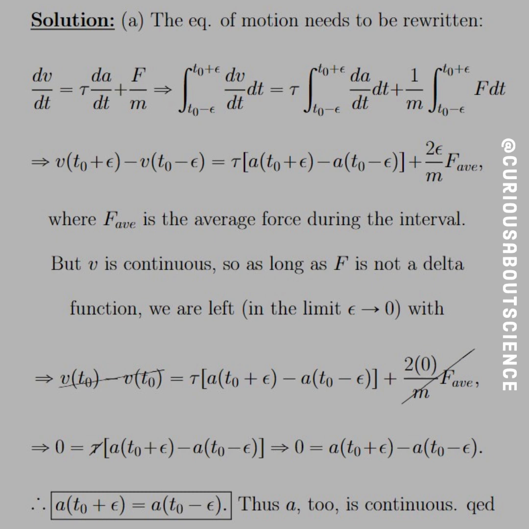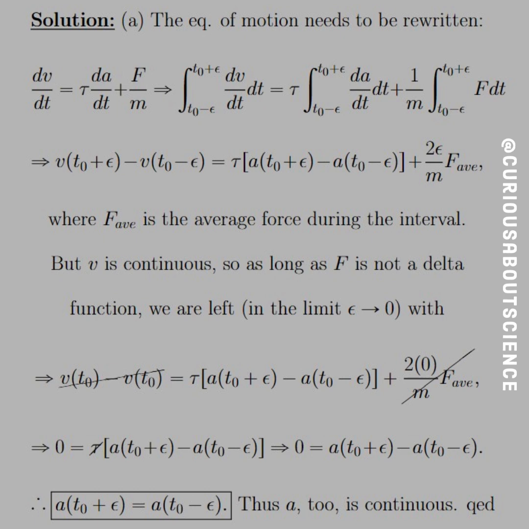All right, to start off with, in part A, the equation of motion needs to be rewritten. Okay, well, what we were given was a equals tau a dot plus F over m. But we need to write this in terms of velocities, or at least their time derivatives, so we can integrate with respect to time. So a goes to dv/dt, a dot goes to da/dt, and F over m is just a constant, so who cares?